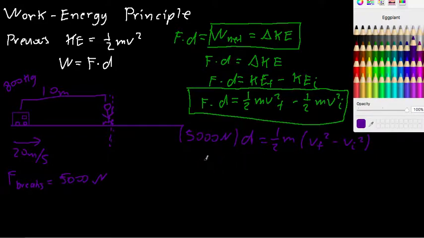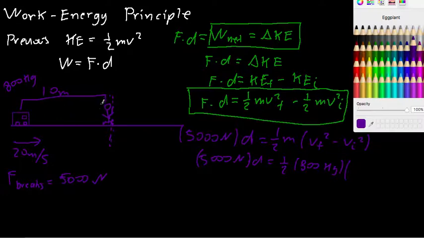So now let's just go ahead and plug in numbers. I went ahead and plugged in the force here, my bad. So 5,000 newtons times our distance is equal to 1/2 times 800 kilograms times our velocity final squared. What is our velocity final squared? Do we know that? Well, what did I ask initially?